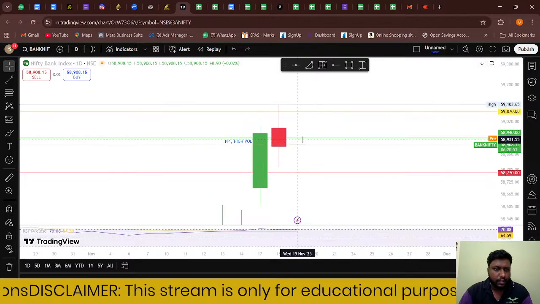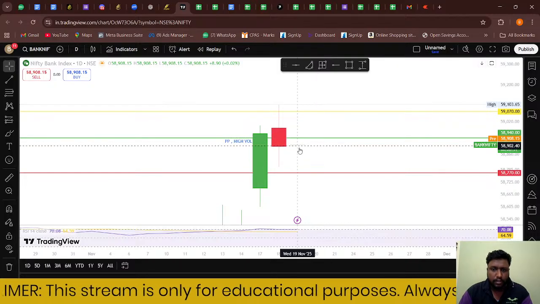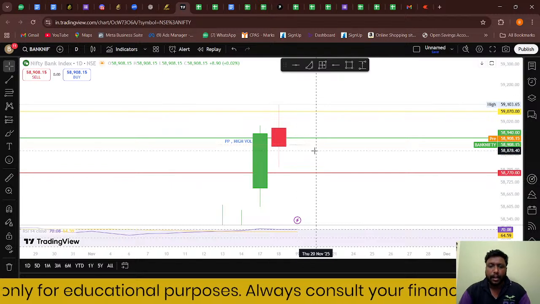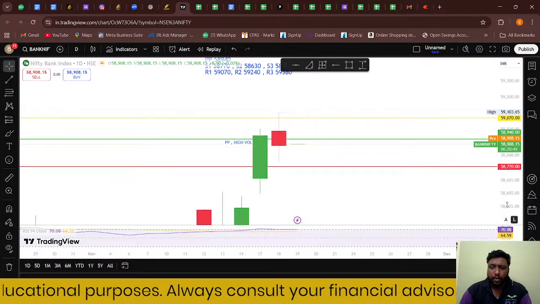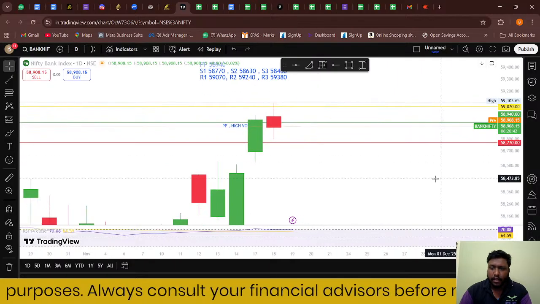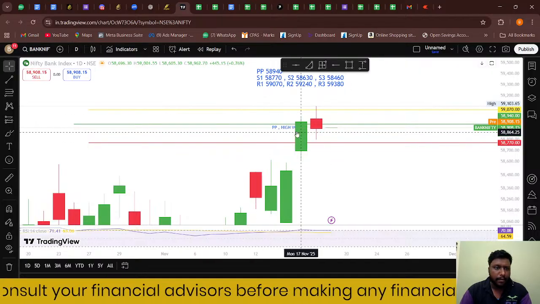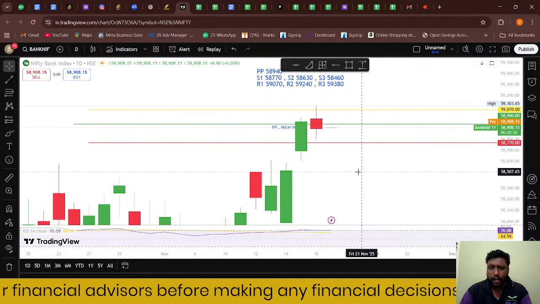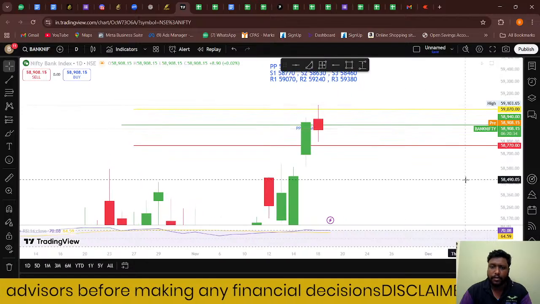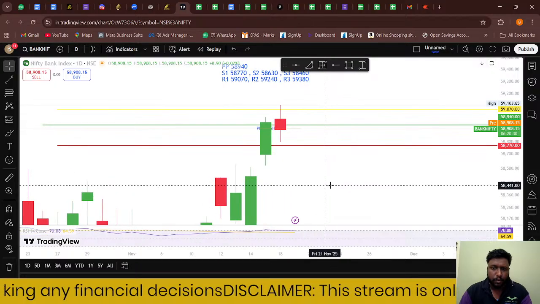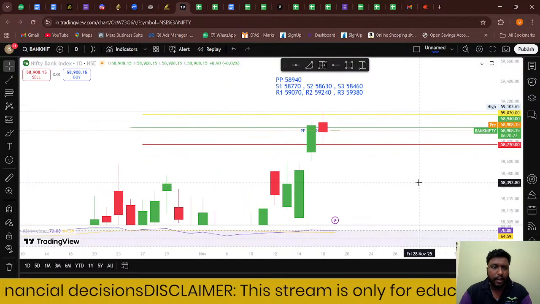So if this is sustaining below, as long as it is below this particular level, then definitely we can plan a trade to our support 1, followed by our support 2 and 3, if the volume sustains. So you should always confirm your breakout or breakdown or movement or a direction with respect to the volume in that particular time or in the market. So volume gives a proper confirmation in the direction.